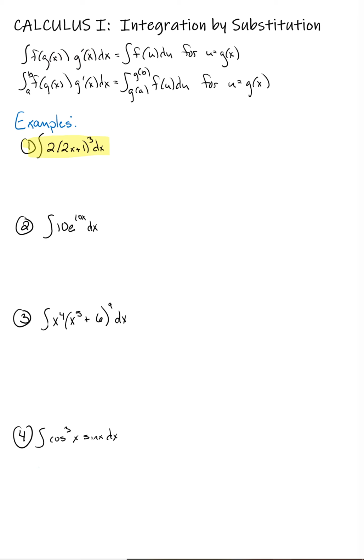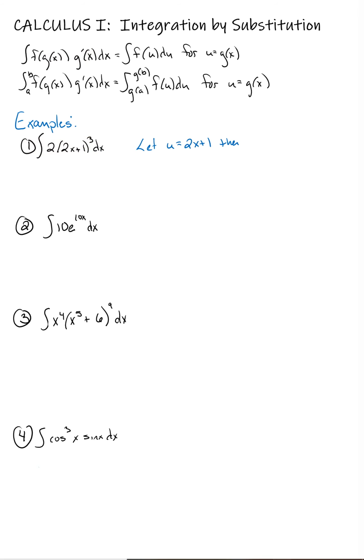So we're going to integrate, for example 1, the integral of 2 times the quantity 2x plus 1 raised to the third power dx. So we will start by selecting a u. Remember, u is the inside function of our composition. That is 2x plus 1 in this case.